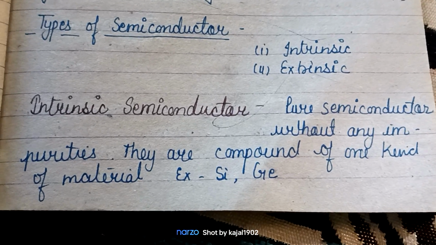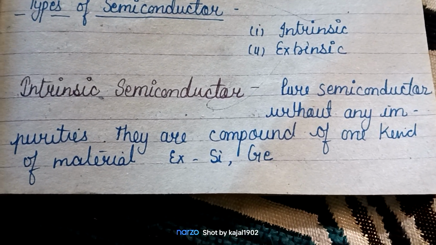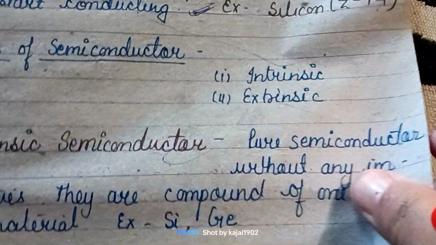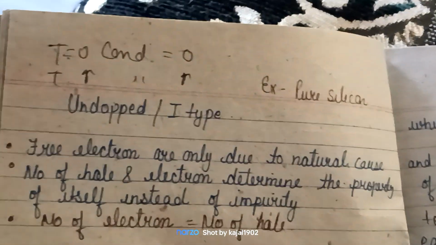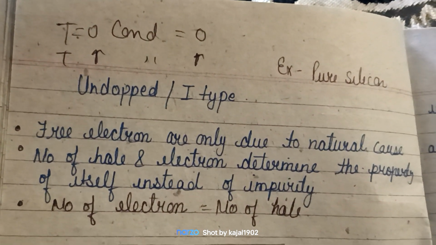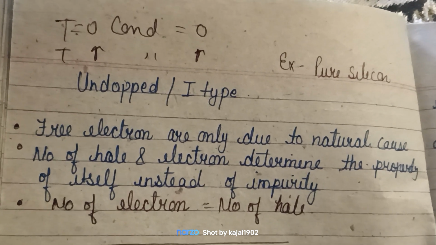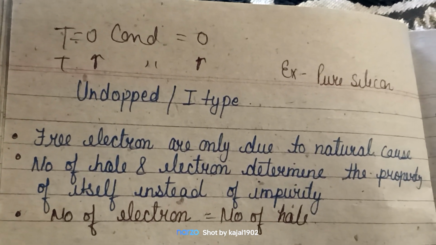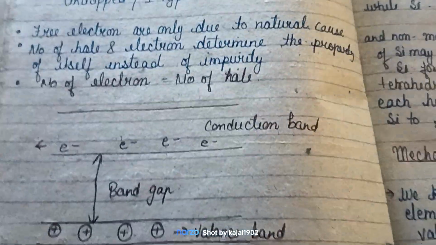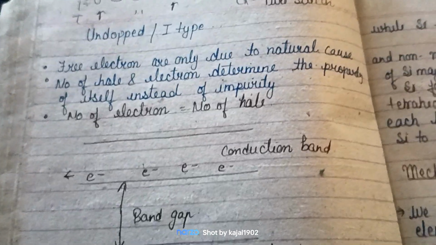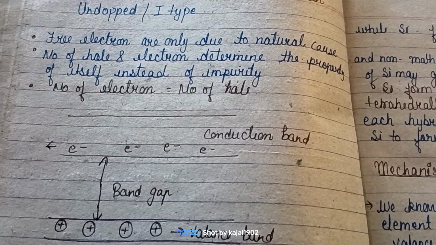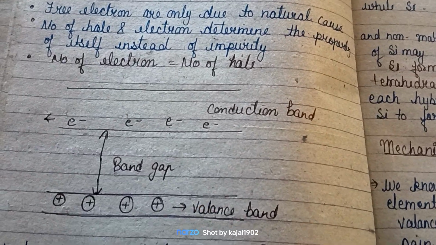So what is intrinsic? An intrinsic semiconductor is a pure semiconductor without any impurities. It is a compound or one kind of material like silicon or germanium. So it is undoped. When T is equal to 0, conductivity is 0, and when the temperature increases, conductivity increases. Free electrons are due to natural causes. The number of holes and electrons determines the property of the semiconductor instead of impurities. The number of electrons is equal to the number of holes.